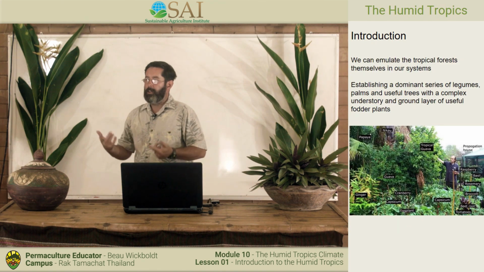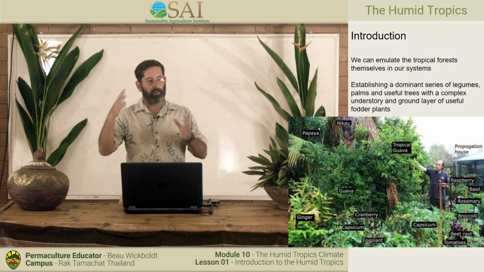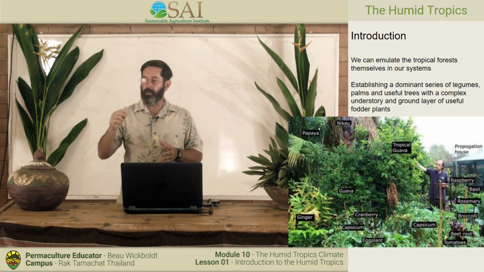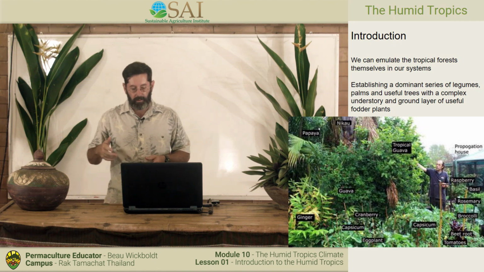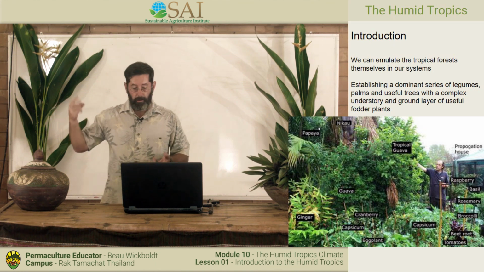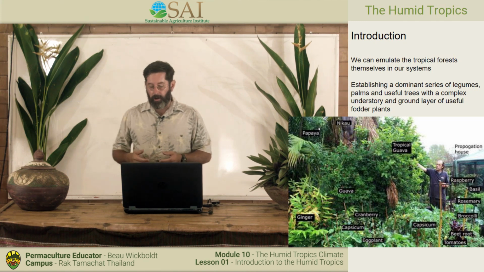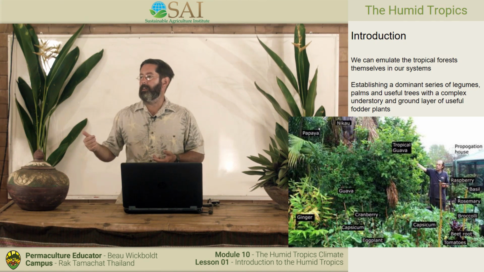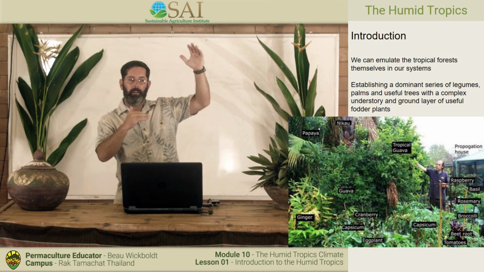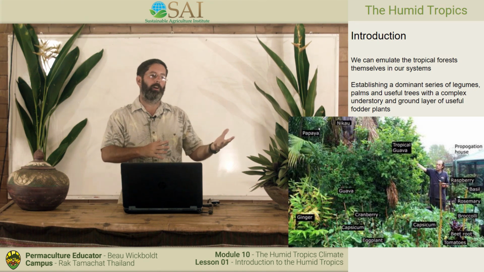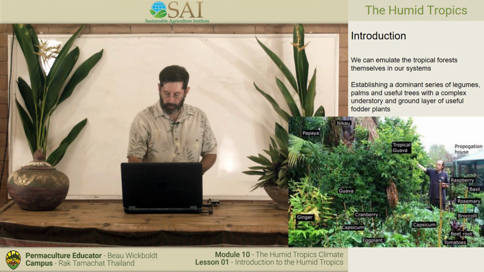So try to emulate the food forest again. Look at that backyard, very tropical. We want to emulate forests themselves in our ecosystem. We establish dominant species of our series of legumes, palms, and useful trees with complex understories, a ground layer, or any useful fodder plants, something that I can feed to an animal. Understory, canopy layers, herbaceous layers, ground covers, and always remember vines can be a great layer also.